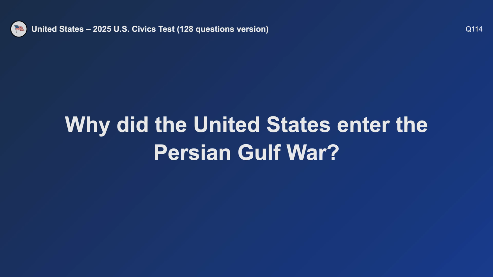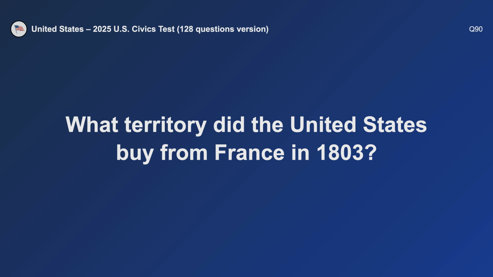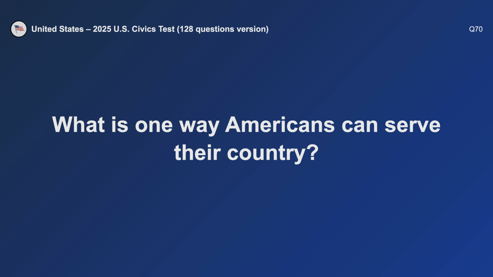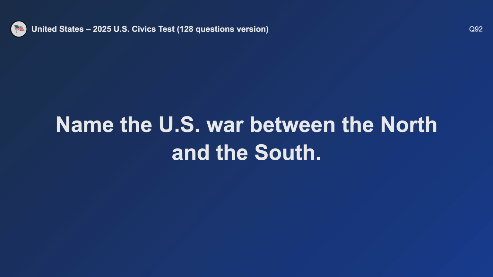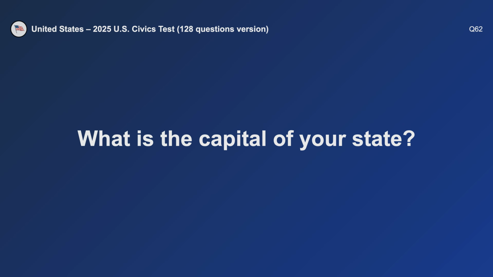Why did the United States enter the Persian Gulf War? To force the Iraqi military from Kuwait. What territory did the United States buy from France in 1803? Louisiana. What is one way Americans can serve their country? Vote. Name the U.S. war between the North and the South. The Civil War.